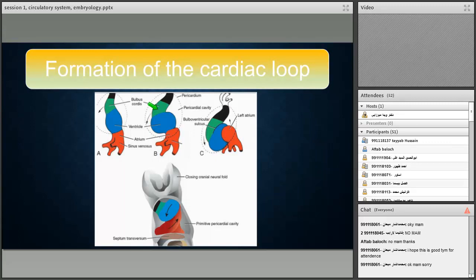Okay, another junction is between the ventricle and the bulbus cordis.